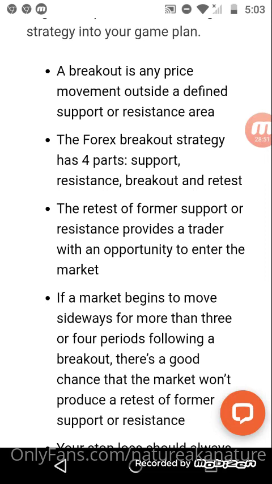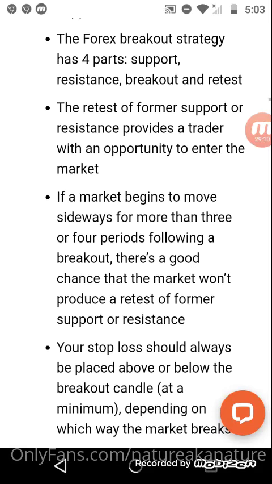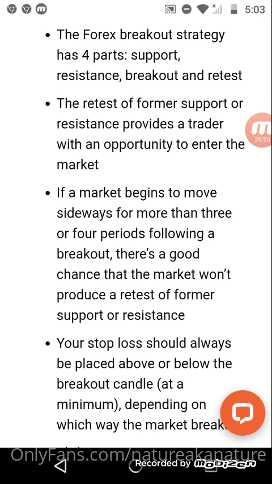If the market begins to move sideways for more than 3 or 4 periods following a breakout, there's a good chance that the market won't produce a retest of a former support or resistance. Meaning once it starts to consolidate and then it breaks out, there's a good chance that it won't retest that support or resistance. Sometimes that doesn't happen.